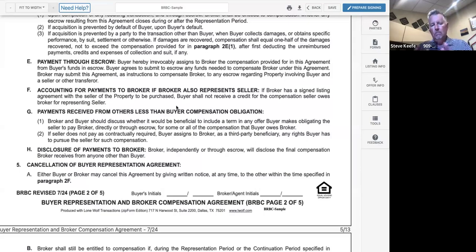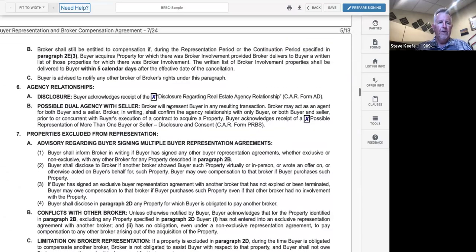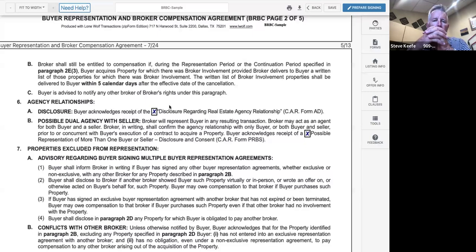Again, buyer's initial, broker's initial. Page 3. Broker shall be entitled to compensation if during the representation period or continuation period specified in paragraph 2E3, so whatever that time period is, buyer acquires property for which there was broker involvement, provided broker delivers to buyer a written list of those properties for which there was broker involvement. So this has to do with if there's a cancellation. So 5 calendar days is the effective date of the cancellation.